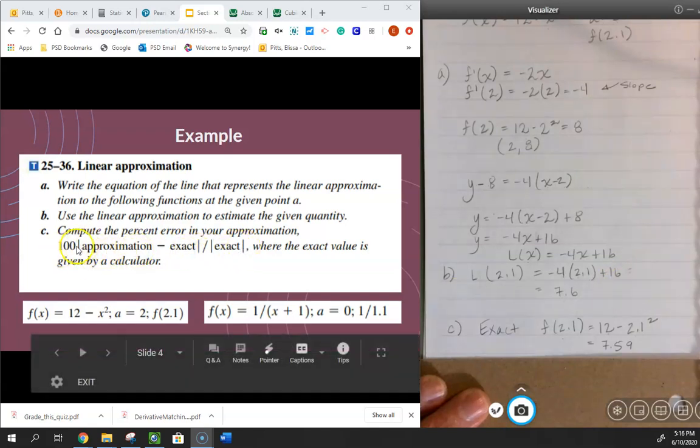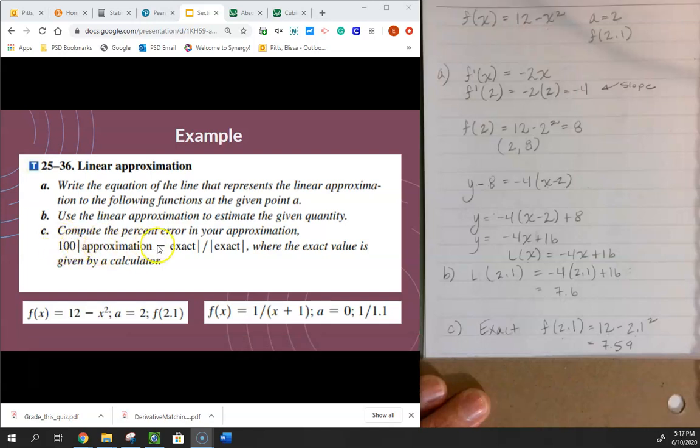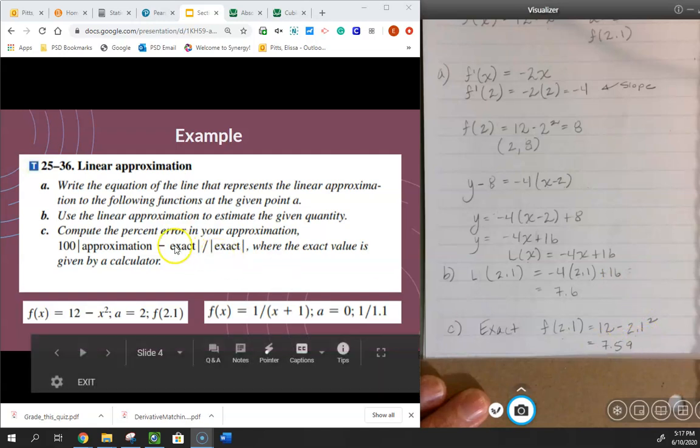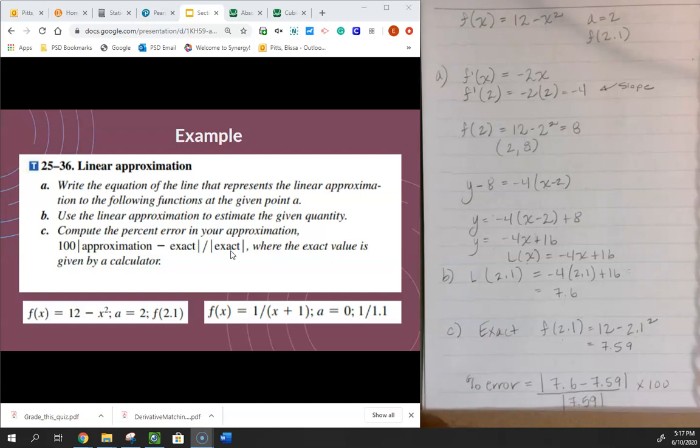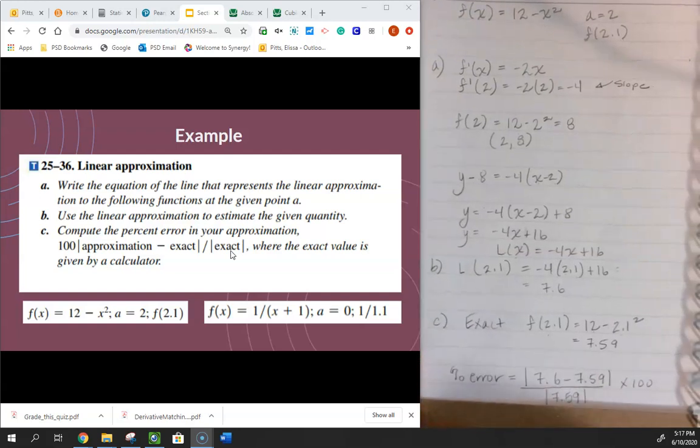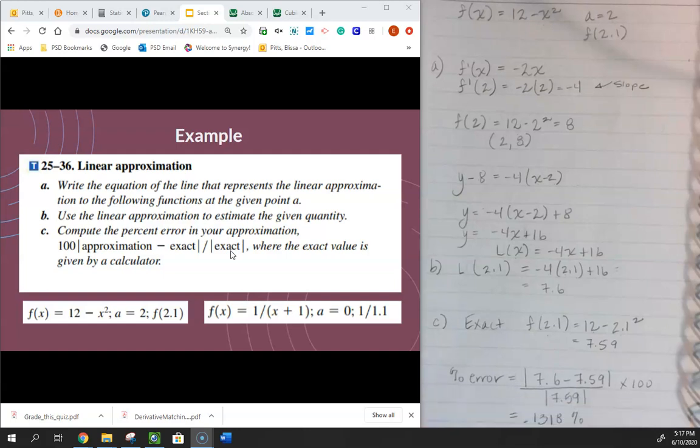And then if you want to find the percent error, you do that by just following this calculation. I usually multiply times 100 at the end. You take the approximation, so I'm going to take 7.6. I'm going to subtract 7.59. If that's negative, I'm going to take the absolute value of it. The percent error is a positive value. And I'm going to divide that by the absolute value of the exact. So in this case, I took 7.6 minus 7.59 divided by the absolute value of 7.59 times 100.